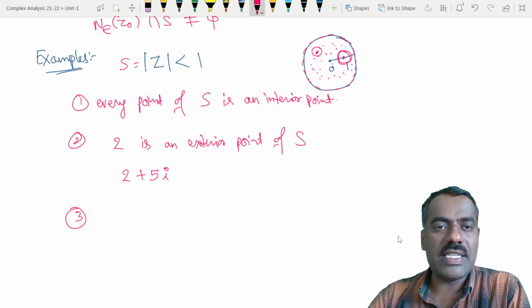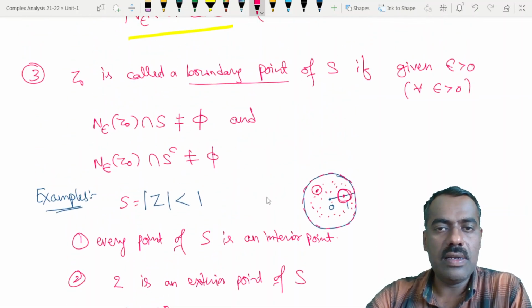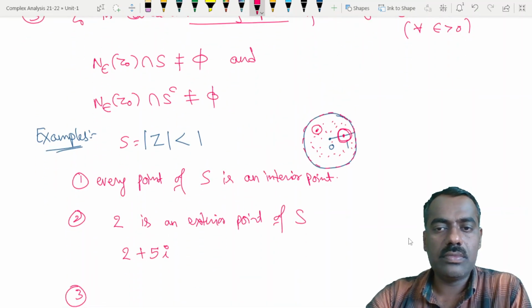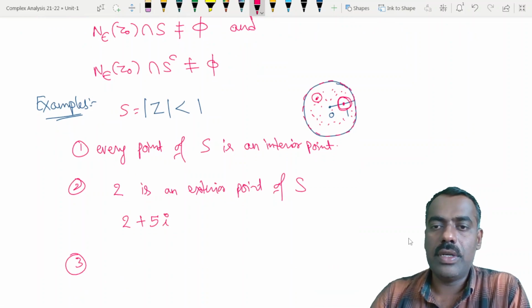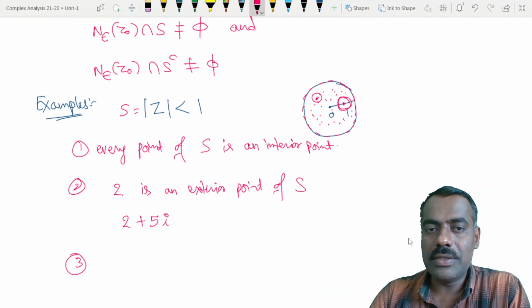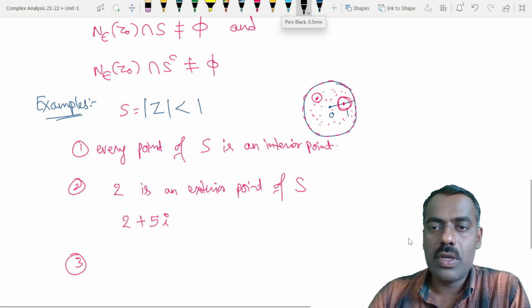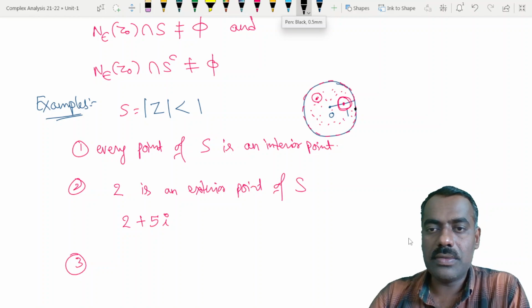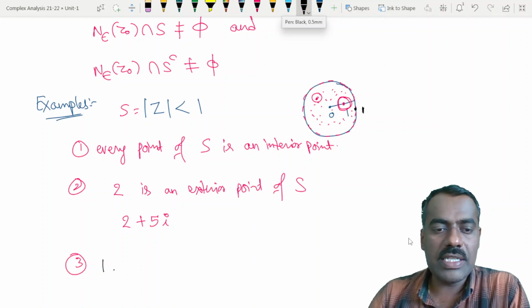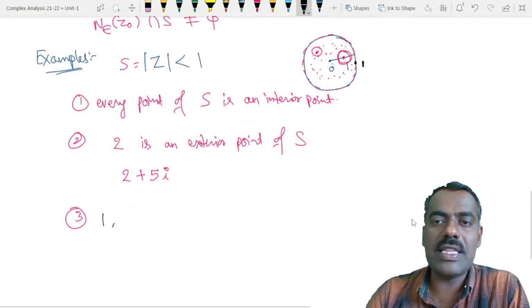What is the boundary of this set S? 1. Very good. So if I write this is 1, only this one, then 1 is one boundary point. What about any other points?